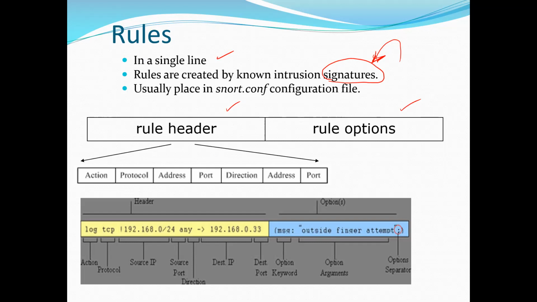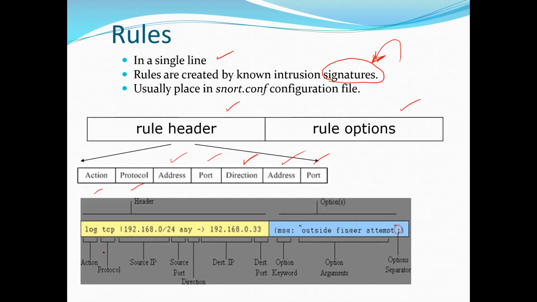And then you can see the rule header is made up of the action, the protocol, the address, port, direction, and then the other address and port. So it's like source address, source port, destination address, destination port. And then also the direction: is the packet going in that direction, both directions, or the opposite direction.